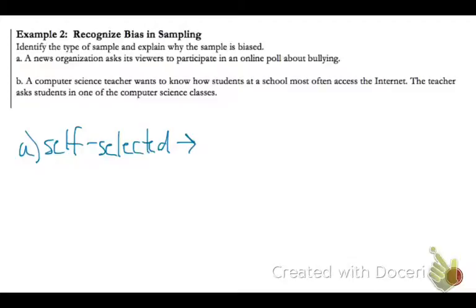Now let's talk about why this sample might be biased. If you're talking about bullying, oftentimes people have very strong feelings, and oftentimes it's because they have been bullied. So if you're asking people to respond about this, you would probably get responders who feel strongly about bullying and not a good general representation of how the viewers of this news organization feel about bullying. So I would say the bias is that the responders probably have some kind of agenda. They feel strongly about it.